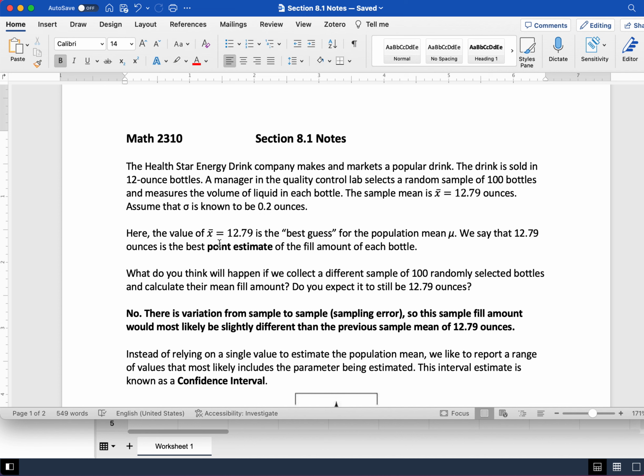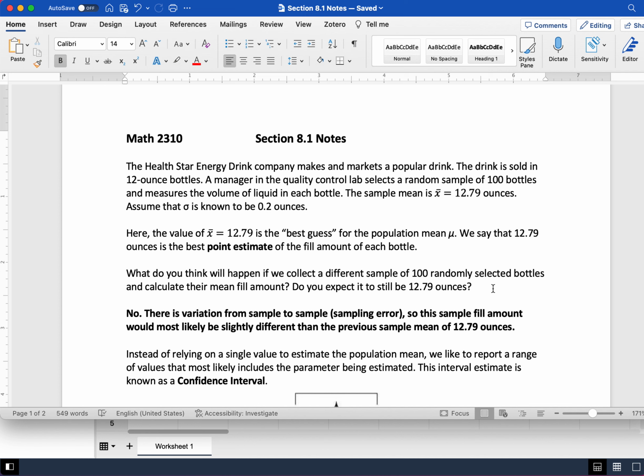So this value of 12.79 is, we could say, a best guess for the population mean. Can we measure the volume of every single bottle? Probably not, because then we wouldn't have any bottles left to sell. So instead we're taking a sample and finding the sample mean. So 12.79 is our best guess, or we could also call it a point estimate, which means that it's a single point that we estimate to be the value of the fill amount of each bottle.